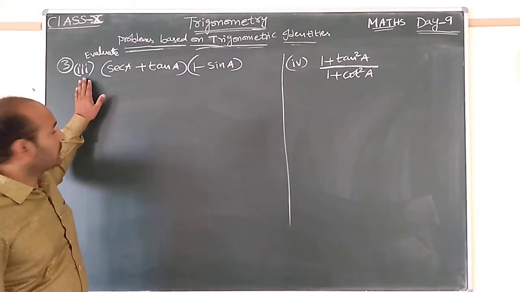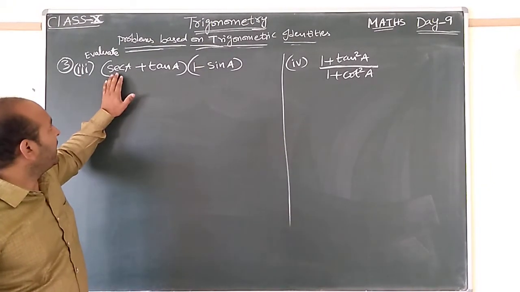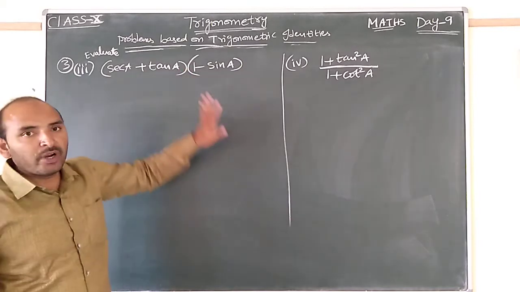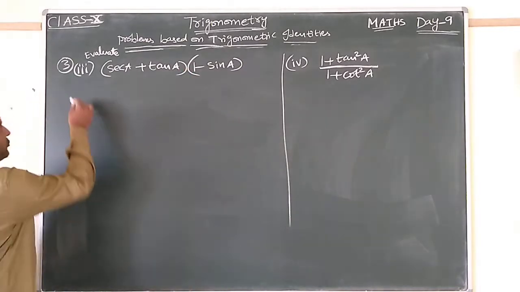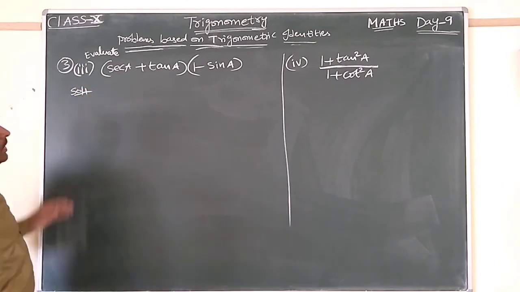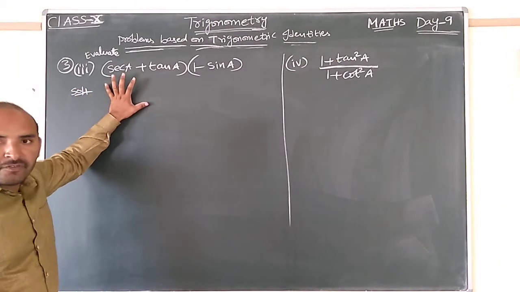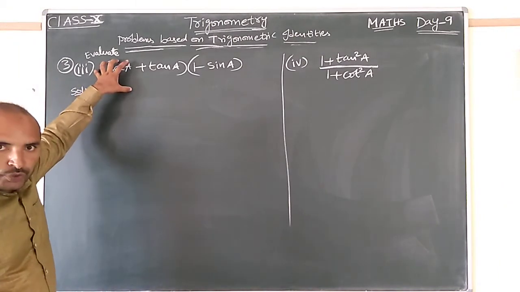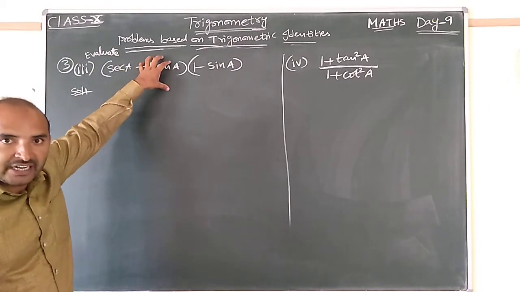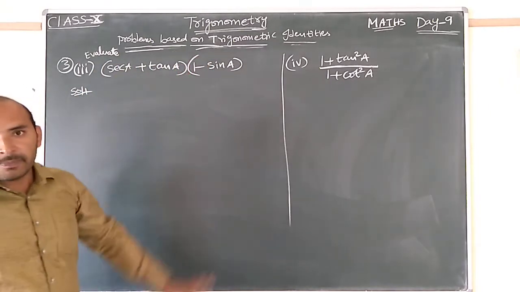Next problem number 3, third bit. Evaluate (secant A plus tan A) into (1 minus sin A). Here is the solution. We don't have a direct formula for this. Secant A is converted into cos, tan A is converted into sin divided by cos, and again the second part as this.